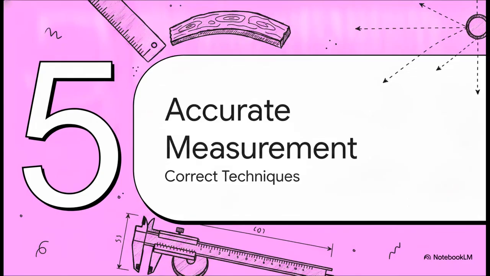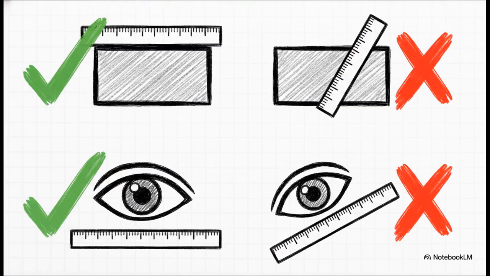Okay, bringing us home with section 5, mastering accurate measurement. Let's get practical and look at the exact techniques you need to make sure your numbers are actually right. It all boils down to 2 golden rules. First up, you have to place the scale properly. It needs to physically touch the object and sit perfectly parallel to it. If it's tilted even a tiny bit, your measurement is already wrong.